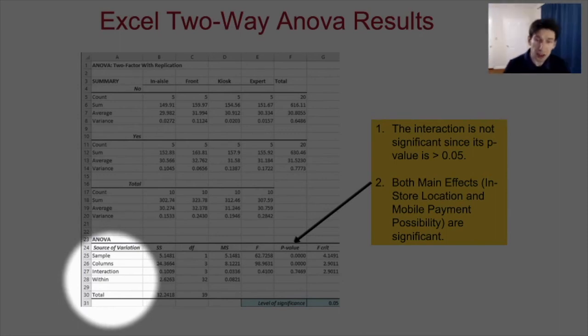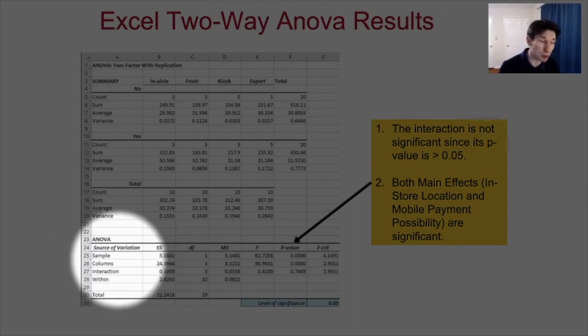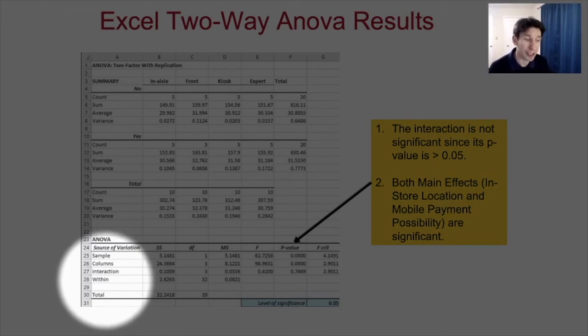Now notice that Excel does not give them the same names. Excel by default calls the factor A sample, calls the factor B columns, the interaction is the interaction, and then what we call the error, Excel calls that the within variation. Don't let this confuse you. Those are the same sources of variation in the same order as we discussed them.